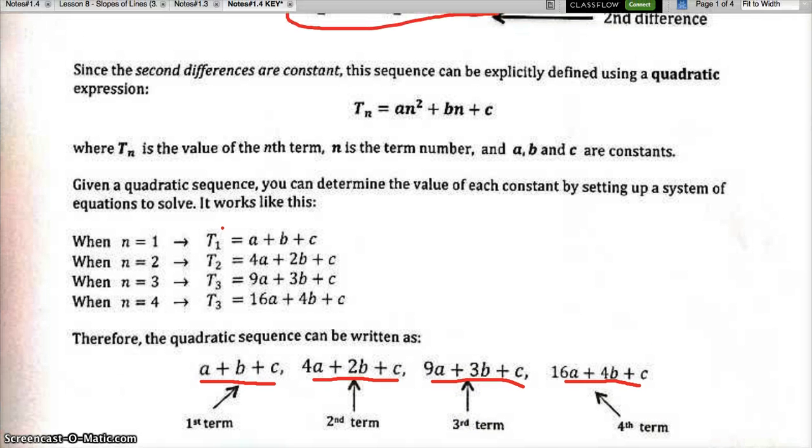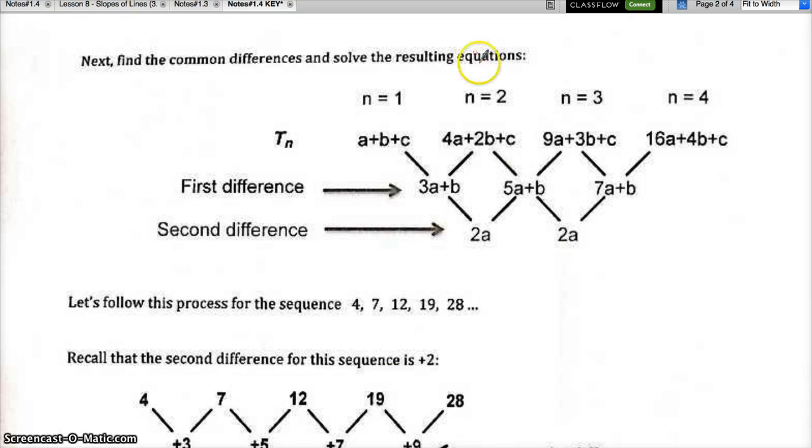So now, sorry, I need to get to the next page. Okay, so now we're moving on.